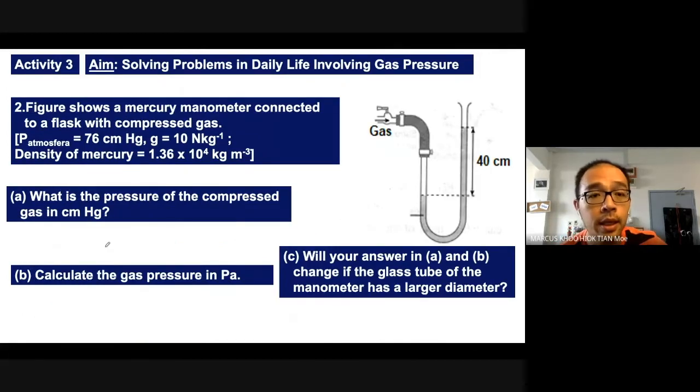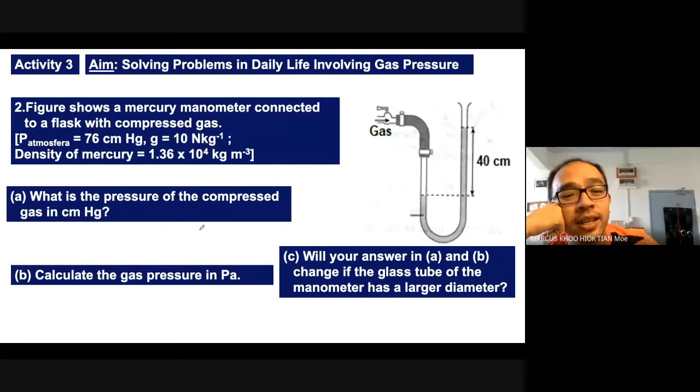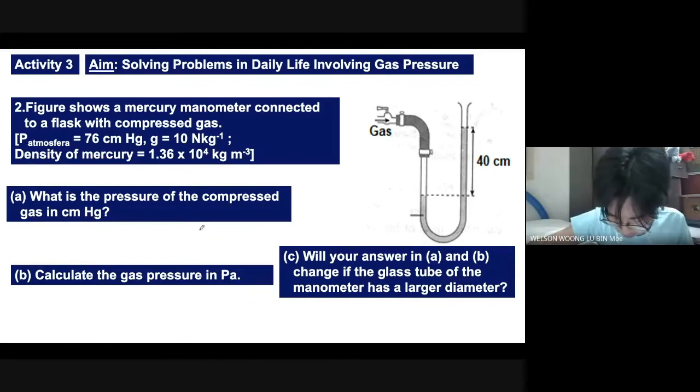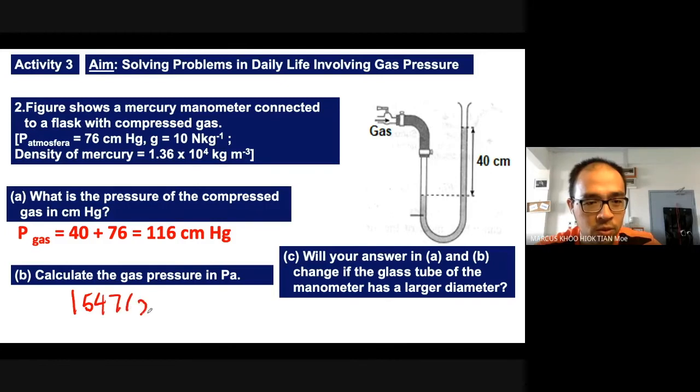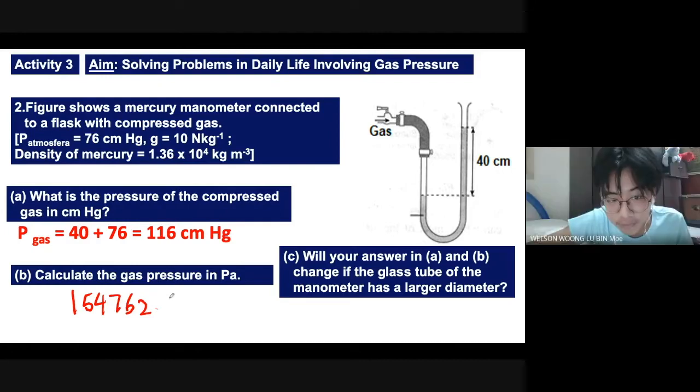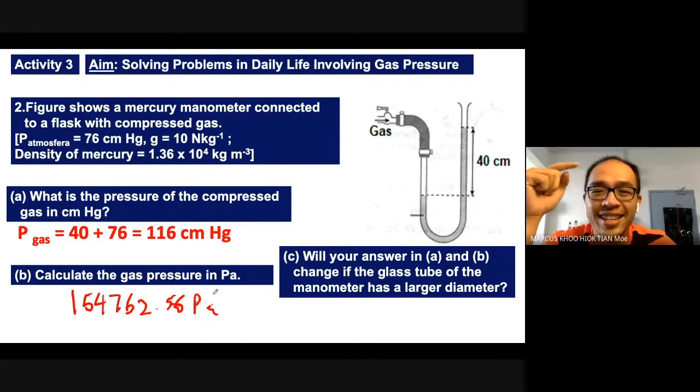Okay, let's try the same thing again. Calculate the pressure in centimeter mercury and then after that convert it into Pascal and then answer question C. Will your answer change if the manometer has a larger diameter? Interesting. What's the answer for gas pressure in centimeter mercury? 116 cm Hg. And in Pascal, 154762.56 Pascal. Will the answer in A and B change if the glass tube of the manometer has a larger diameter? What do you think?